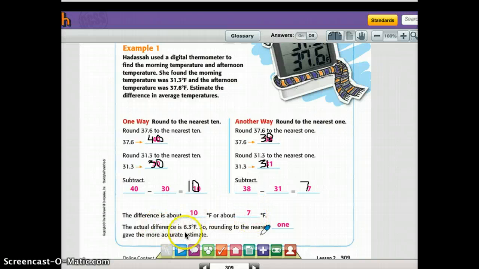The actual difference, if you were to work it out, is 6 and 3/10 degrees Fahrenheit. So rounding to the nearest ones gave us a more accurate estimate because we weren't changing the numbers as much. That's why we need to learn to round our decimals so that we can estimate as close as possible.